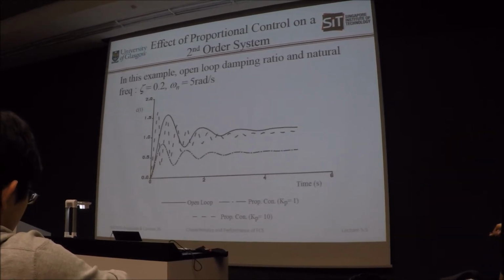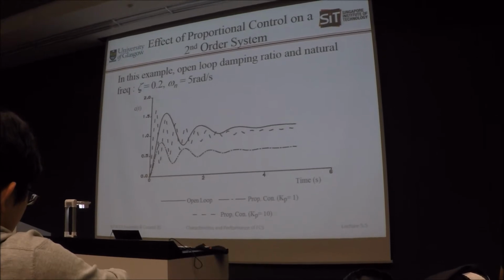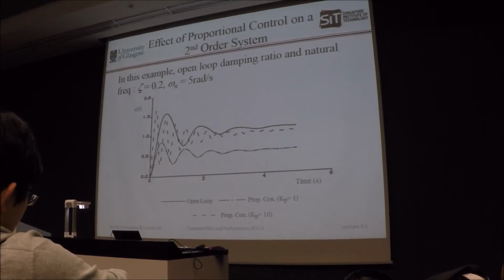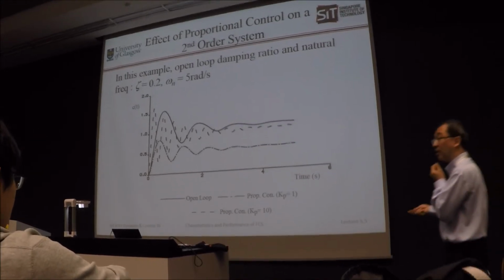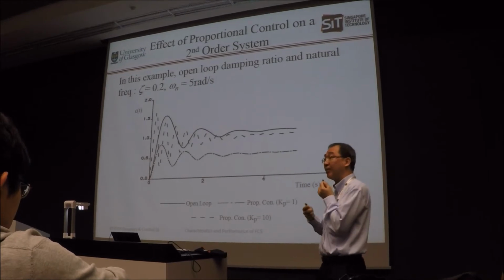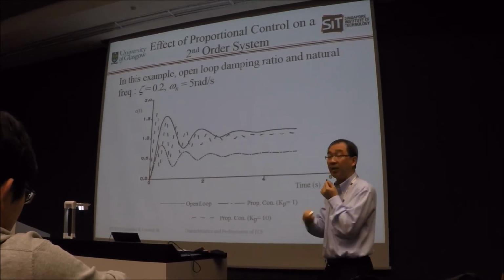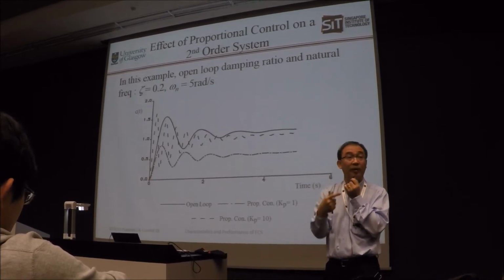But when you increase your Kp to 10, what happened? Error is going to be 1 over 11, less, right? Because Kp over Kp plus 1, the steady state value is 10 over 11.